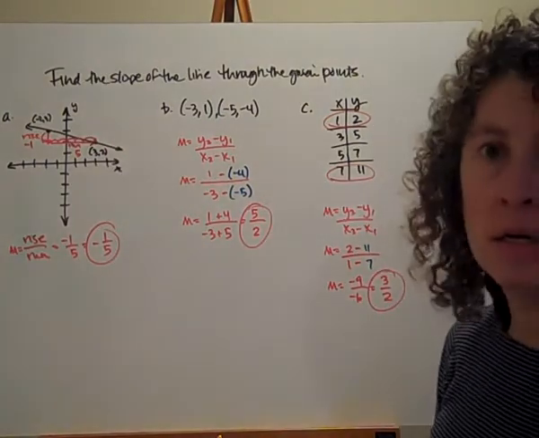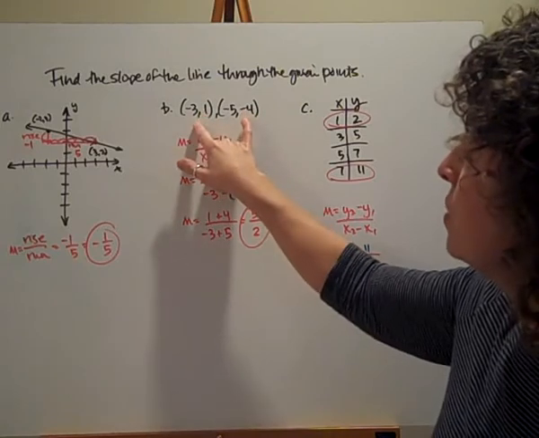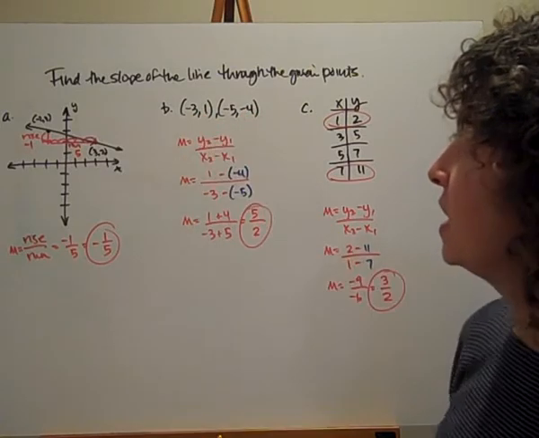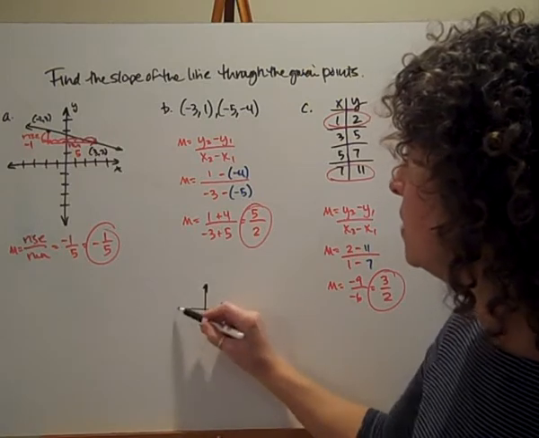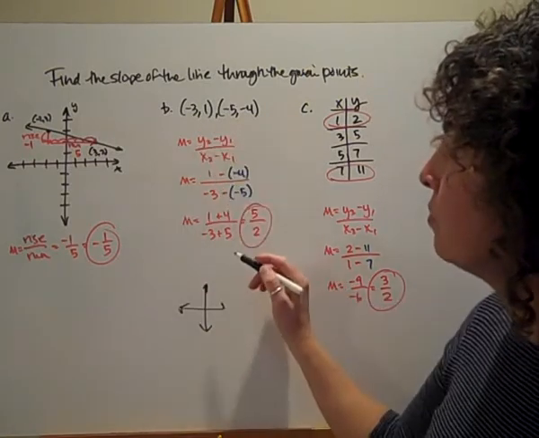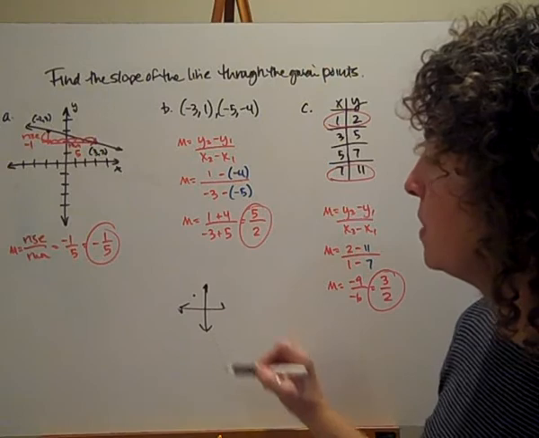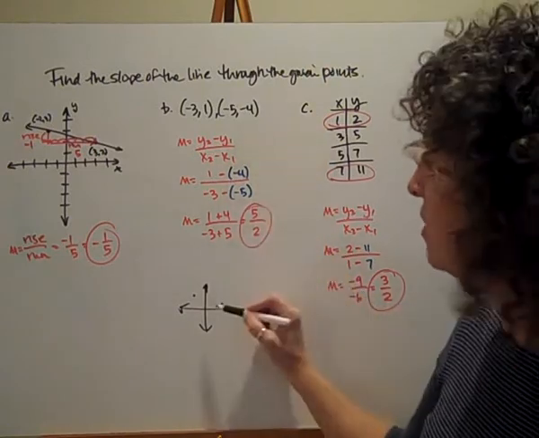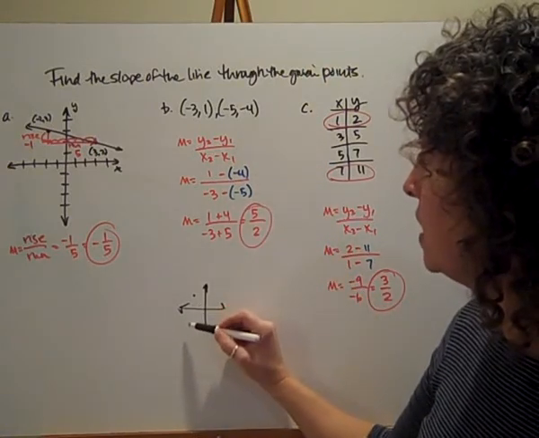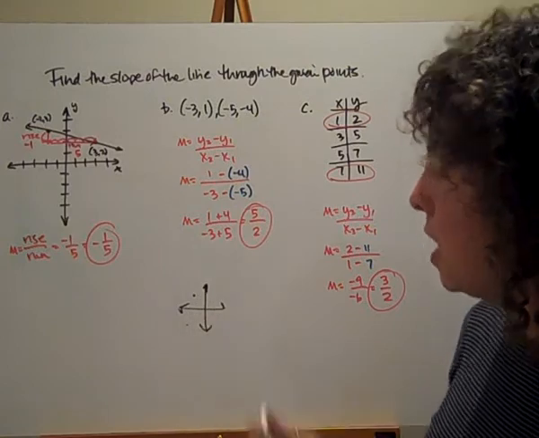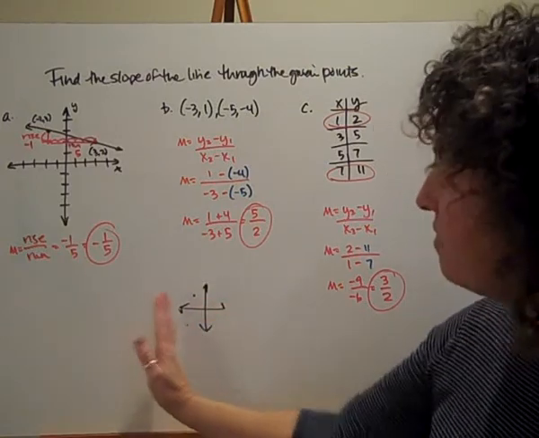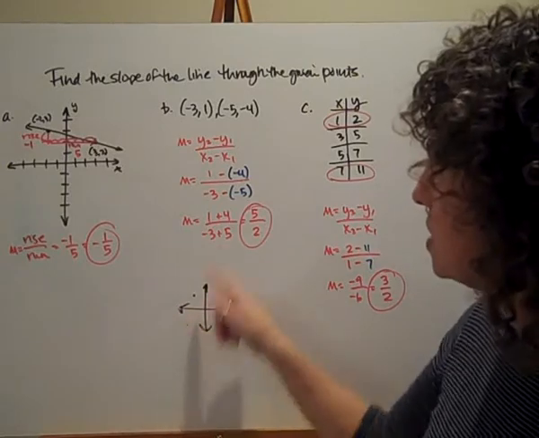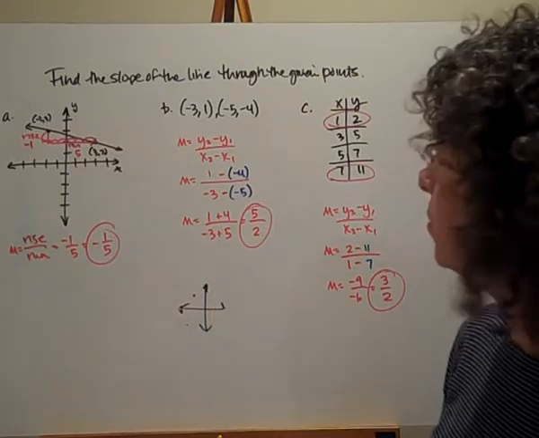All right, my next ordered pairs. I have negative 3, 1, and I have negative 5, negative 4. Now, if I give myself a quick coordinate plane, I don't get real picky here. Negative 3, 1 is going to be up there. And negative 5, negative 4 is going to be down here. So I want to pay a little attention to, well, what kind of slope is that? Well, negative 5, negative 4 will be further out. So this is going to be a pretty steep positive slope.